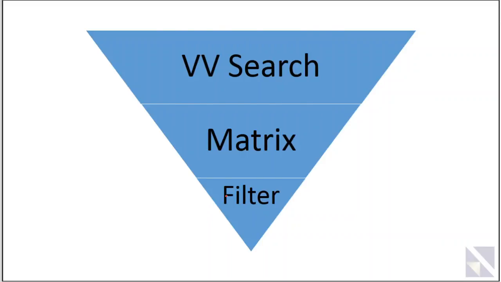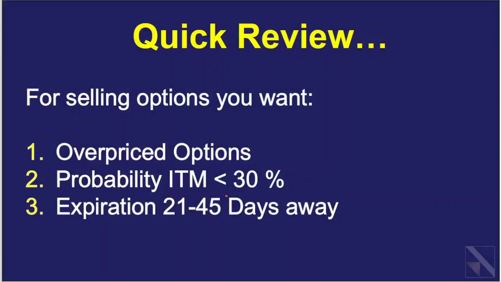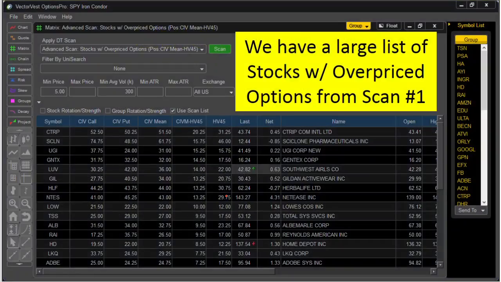Now remember, quick review of what we talked about from modeling. Our goal, our business plan here, is we want to sell overpriced options that have a probability of in the money less than 30% with an expiration 21 to 45 days. Okay, that is our goal. So we've got a large list of stocks. In this particular scan, I brought over my list from VectorVest, sent it to the matrix, and then I did my first scan: stocks with overpriced options, all right?